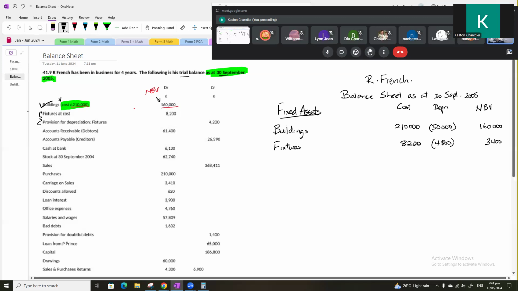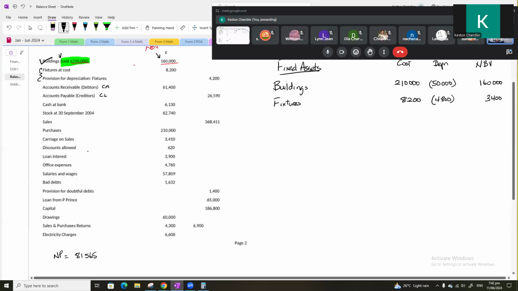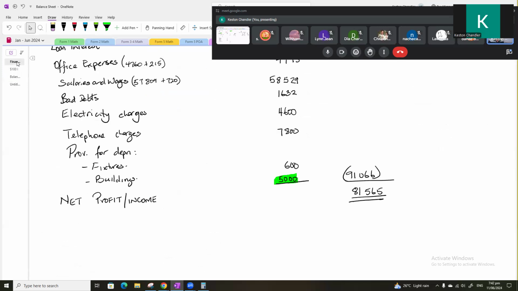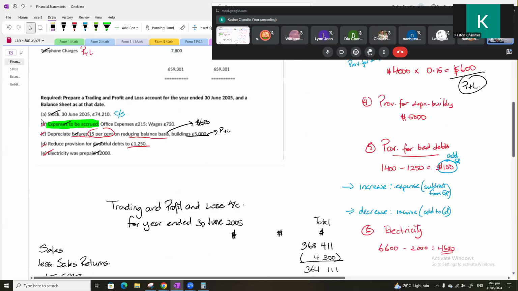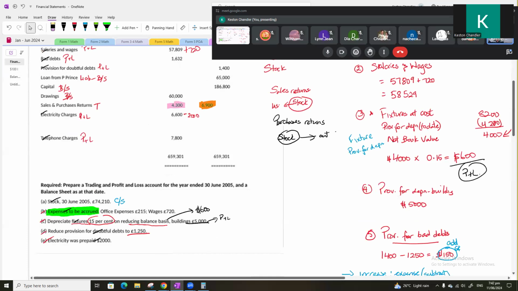Right, so in this section, we want all of our fixed assets. Let's just take a quick run through and see if we have any other fixed assets. No accounts receivable or debtors, these are current assets. Creditors is our current liability. Cash at bank is our current asset, right? This is our opening stock. We're not going to be using this inside of our balance sheet. Rather, we need our closing stock, right? Our closing stock would have been given in the notes of the last question here. Stock at the 30th of June 2005 is 74,210. That's the figure that we're going to be using.